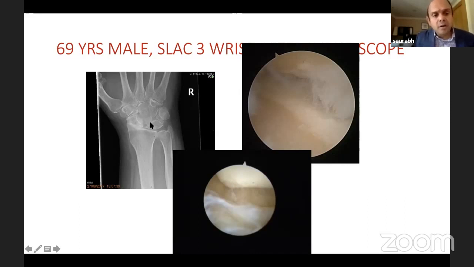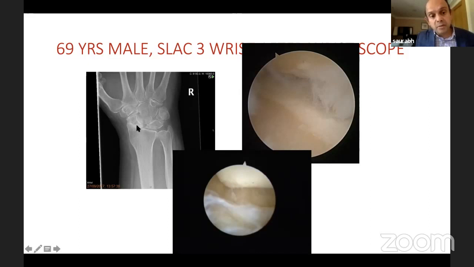Now, you can see a bit of sclerosis. So we know there was a SLAC 3, but how do I know how my radiolunate joint is? So I will always put in a wrist arthroscopy. I'll do a wrist scope first and I'll stage my SLAC. So this was SLAC 3, i.e. the radiolunate joint was okay. On wrist scope, you can see the radioscaphoid joint, complete loss of surface like your knee or a hip. You can see that's radius, bare bone, like your knee arthroscopy, scaphoid bare bone.